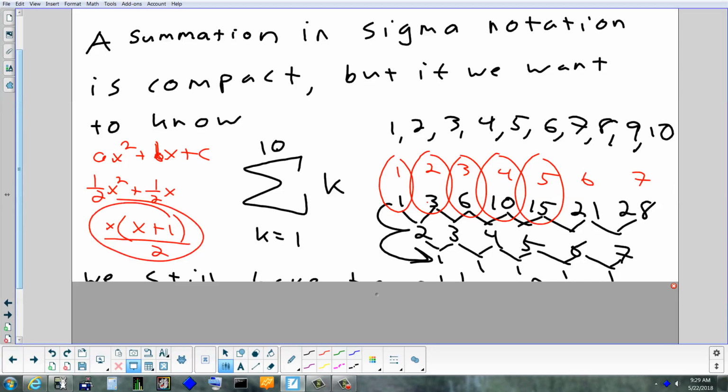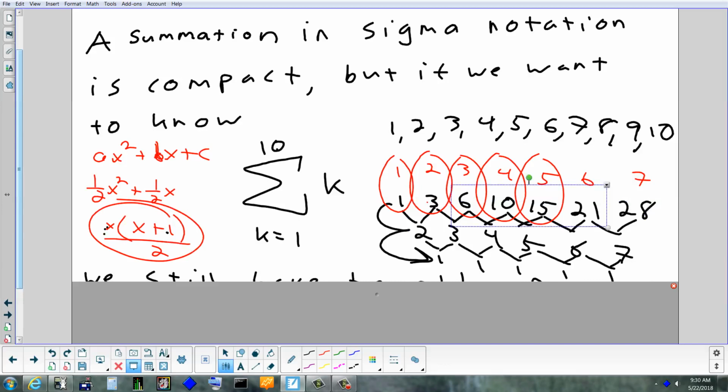That's the formula for the sequence of partial sums to add up the first n integers. Let's try it. If we add up the first 5 integers, the answer should be 15. 5 plus 1 gives me how much? 6 times 5? 30. And 30 divided by 2? 15. If we add up the first 6, 6 plus 1 is 7. 7 times 6 is 42. 42 divided by 2, 21.